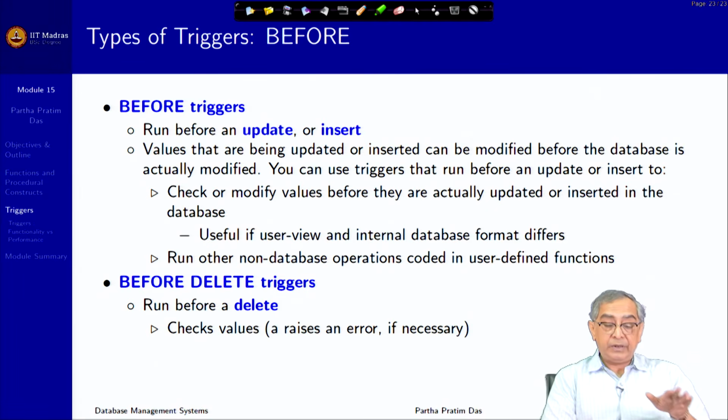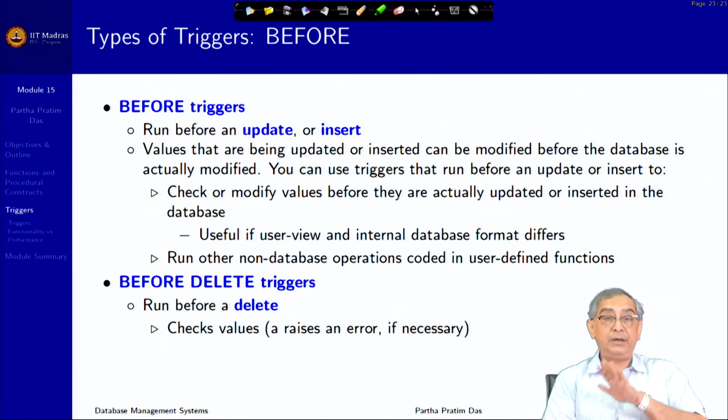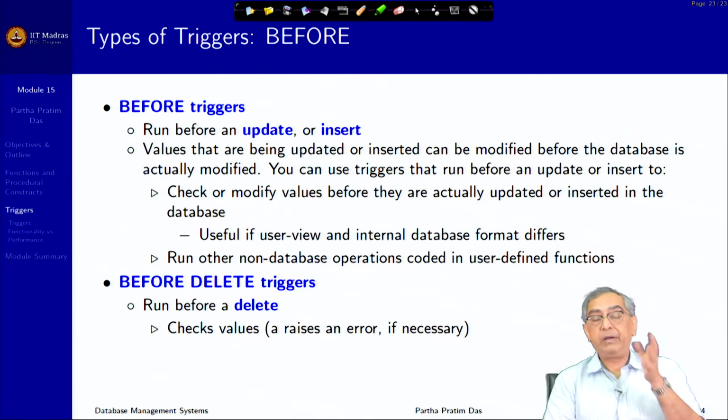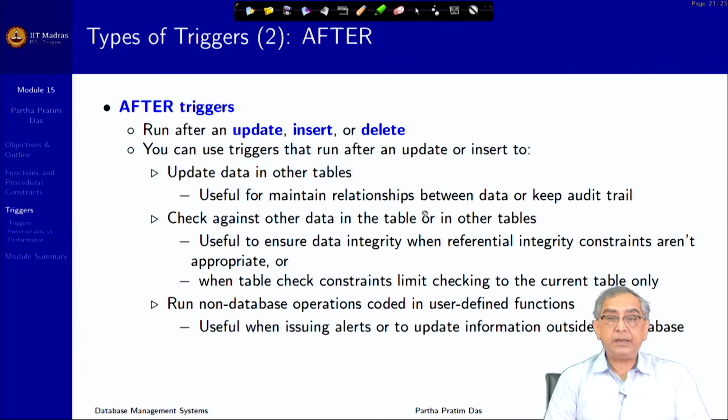And there is a before delete trigger. This is specifically kept as a separate group because it runs before delete, because delete is the most dangerous because you are removing something. So, you may have to check values, raise an error, see if this deletion is possible or not. The second, so these are timing wise, this happens before the event.